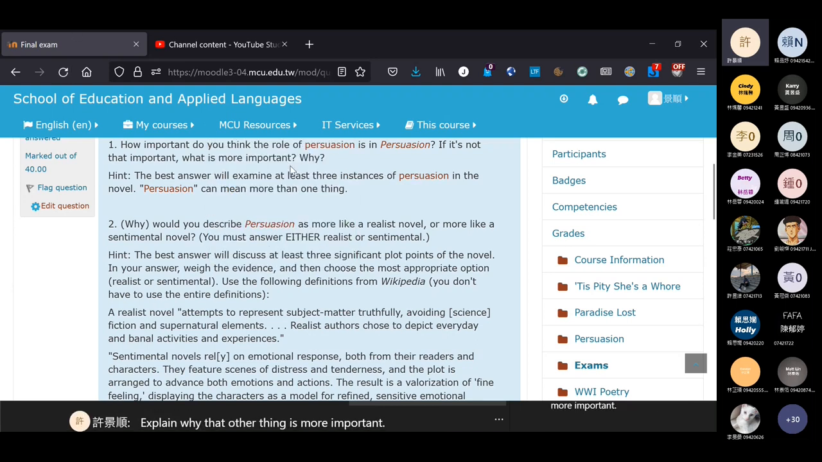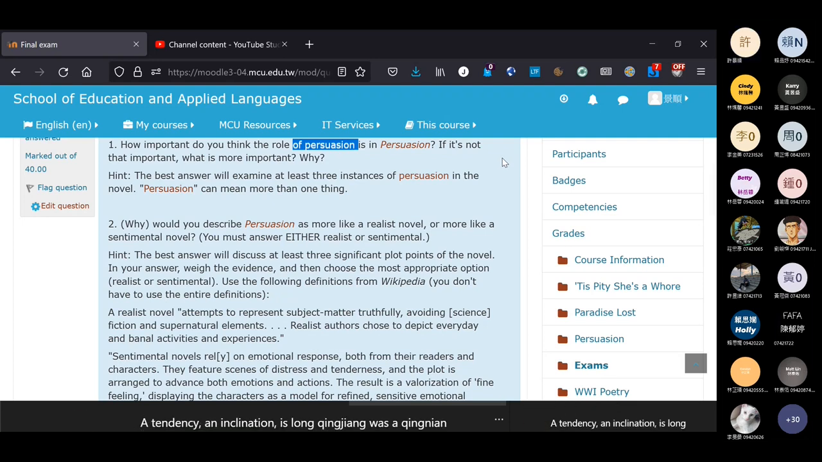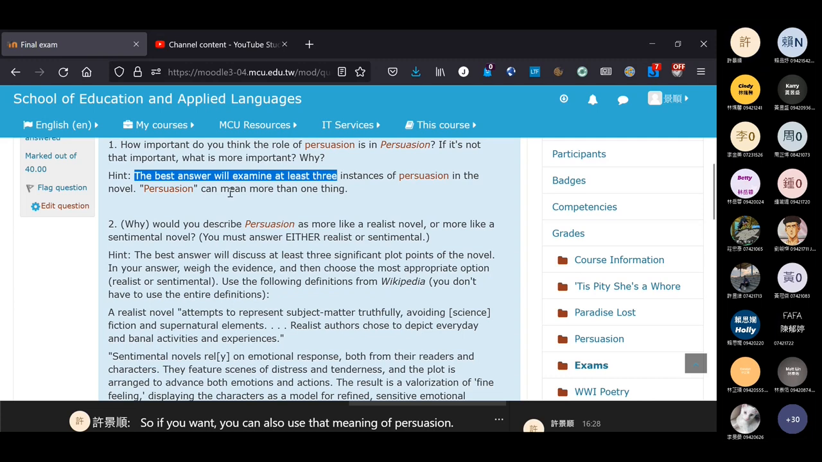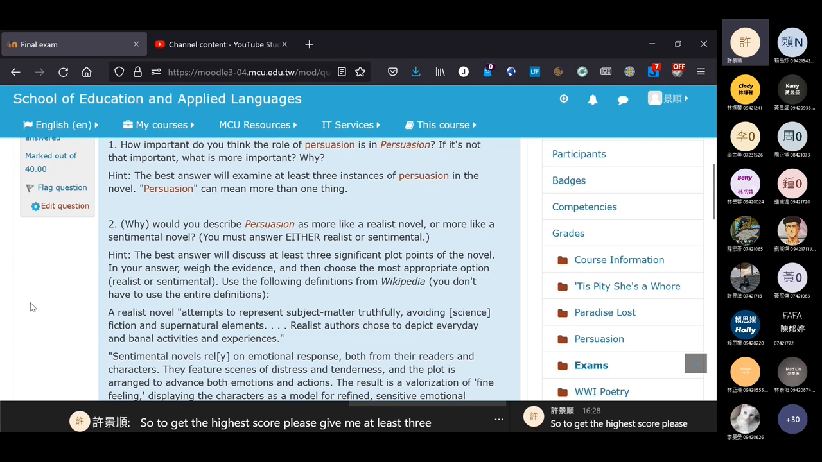Now, the way that I wrote this question, I used the noun persuasion. The noun persuasion can mean two things. One is the act of persuading. The other meaning is a tendency, an inclination, a belief or a value. So if you want, you can also use that meaning of persuasion. The best answer will examine at least three instances of persuasion in the novel. So to get the highest score, please give me at least three examples of when somebody was in the act of persuasion or when somebody was following a persuasion.